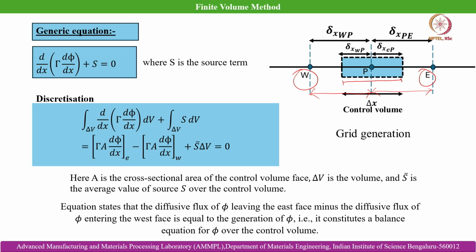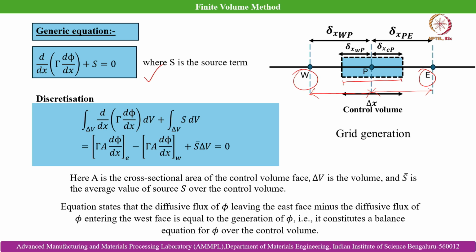Now, to solve this governing equation in front of you, we need to integrate it. So, we have to integrate. This is the typical volume integral of this governing equation. You can see this is the volume integral of d dx of tau d phi dx dV plus the source term S dV, again a volume integral.